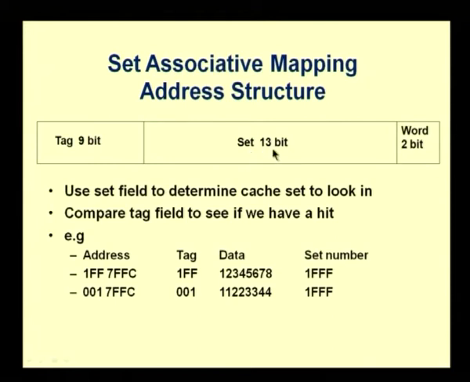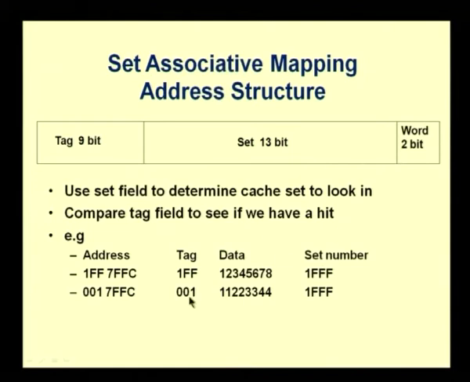So, 13 bits will be there in your set field. The rest of the bits, 13 plus 2, 15 bits, are used for set and word. So, out of 24 bits, 9 bits are left out, and that will form your tag field. So, 9 bits for tag, 13 bits for the set and 2 bits for the word. This is what we use to identify which block we need to look at. So, we will use the set field to determine which cache set to look in, and then we will do a tag comparison to see if we have a hit.